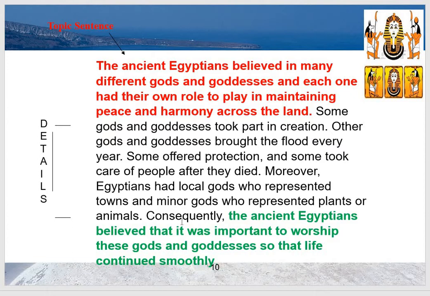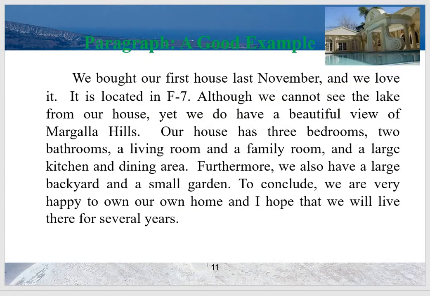Now, the concluding sentence. Consequently, the ancient Egyptians believed that it was important to worship these gods and goddesses so that life continued smoothly. So this is the best example of a well-knit paragraph. You should follow this specimen, this example. Okay. Another good example of a paragraph.